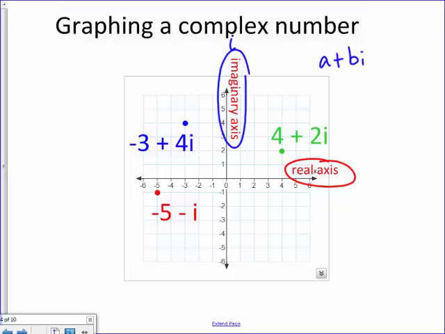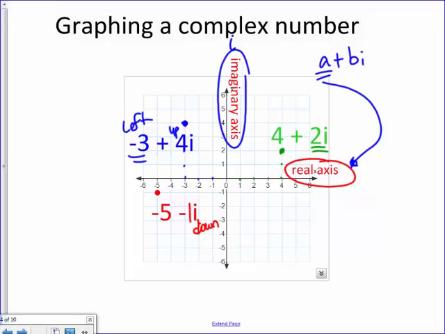Well, to do the a, that's just going for our x-axis. So for example, we look at this green guy. It went over 4, and then up 2 units in the imaginary direction. And that's where we came up with that 4 plus 2i. We look at this blue one. It went left 3, 1, 2, 3, and it went up 4 units in the imaginary direction, right? So left 3 and up 4. And the red one, it went -5 and down 1, right, in the imaginary direction.